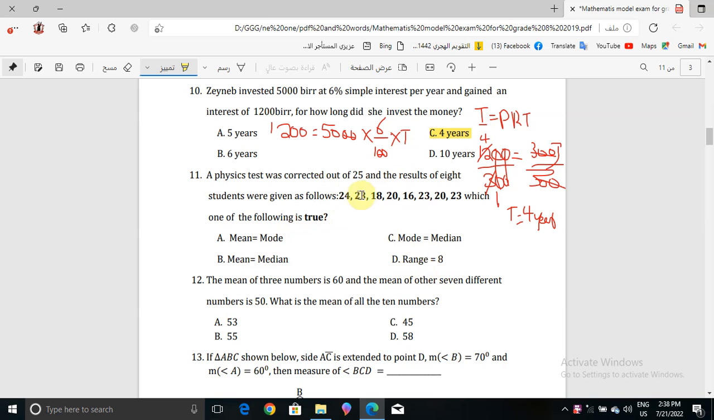How is range equal to 8? Here the range means the big number minus the small number. But which one is the big and the small number here? We have 24, 23, 20, 23, 16, 20, 18, 23, 24. Is there any number bigger than 24? No. So we will take 24 with us. And then which one is the smallest number? It is 16. So when you subtract 16 from 24, you will get 8. So range is equal to 8 is correct. So D is the correct answer for question number 11.